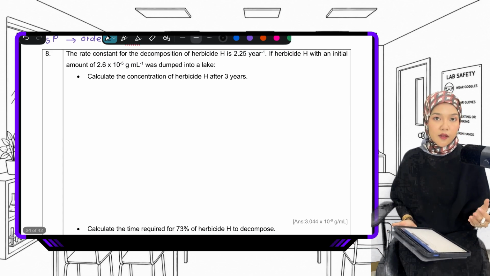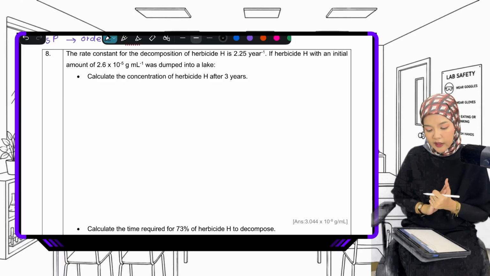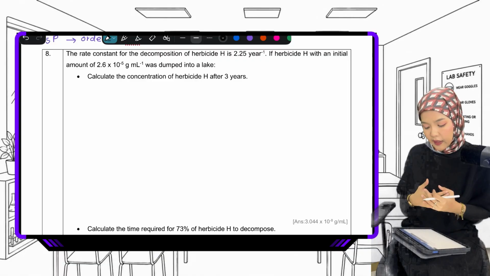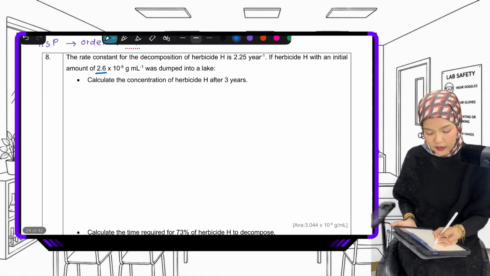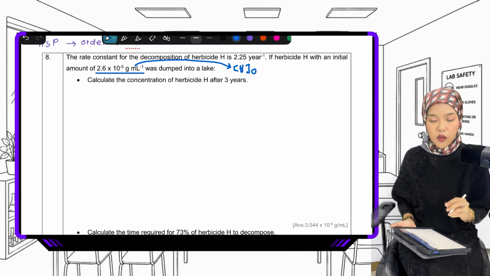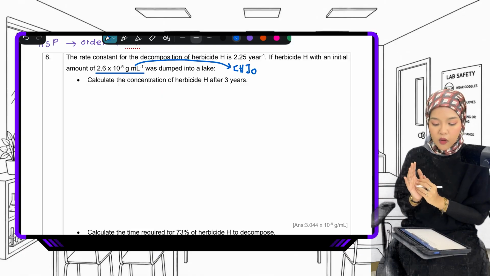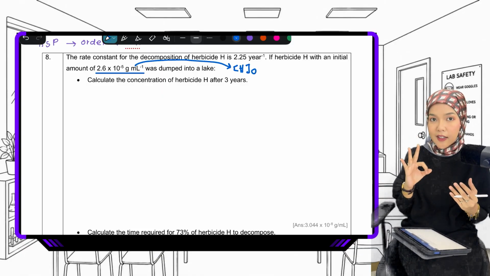Here, the rate constant for the decomposition of herbicide H is 2.25 year minus 1. If herbicide H with an initial amount, so what is this? We know that this is the concentration of H naught, initial. This is the amount that is being dumped into the lake. Now, calculate the concentration of the herbicide after 3 years.